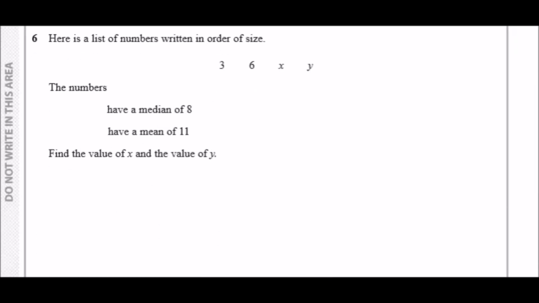Let's go. Okay, here is a list of numbers written in order of size. You've got 3, 6, x, y. So it seems to be going up, in any order. We don't know if it's arithmetic or not. We know that the numbers have a median of 8. This means that the middle number here has a median of 8.